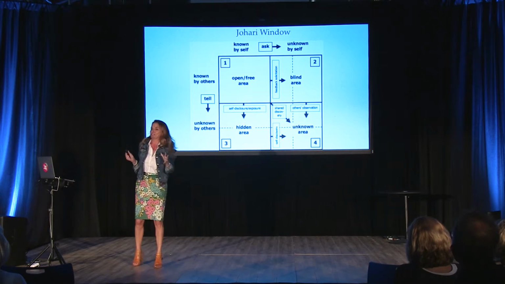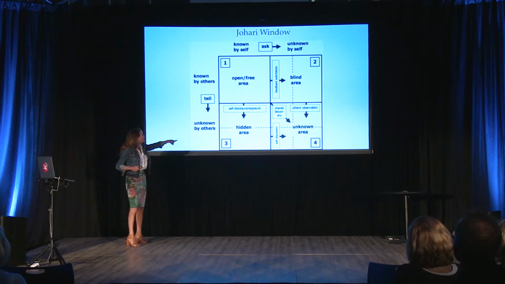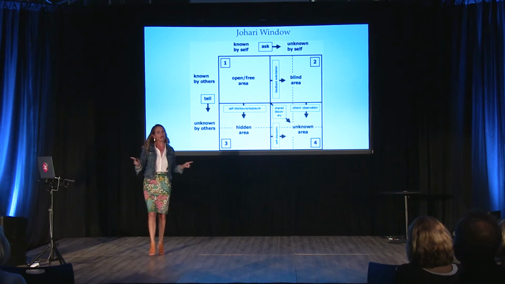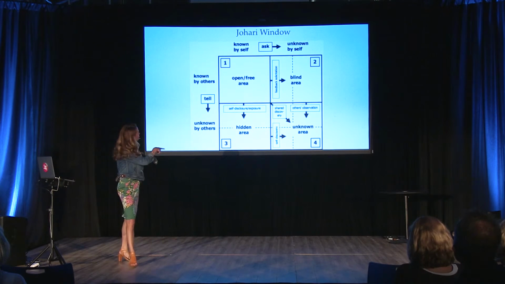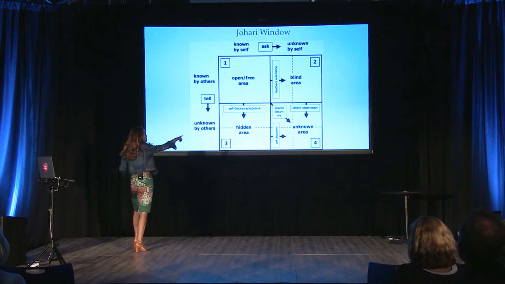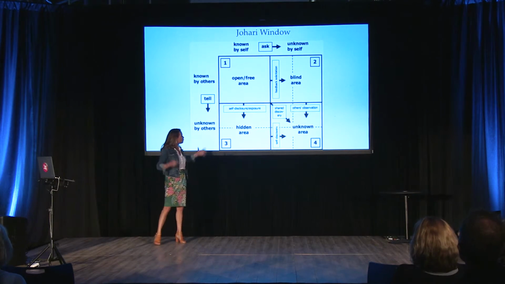That is like the scariest square ever. Then this bottom left is the hidden area. These are the things that people don't know about you, but you know about yourself. You just keep them hidden. And then on the right quadrant, that's the unknown area. You don't know it about yourself, and others don't know it about you. And there's a tremendous opportunity there for insight, for potential to break that open.